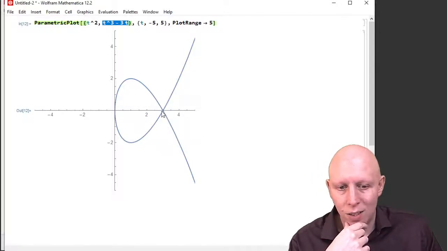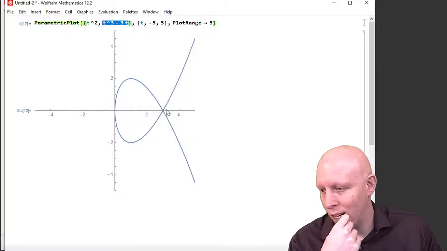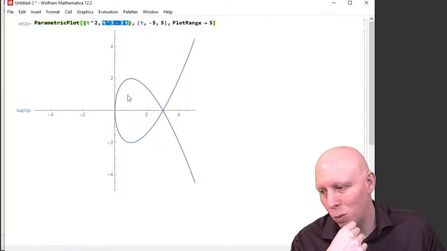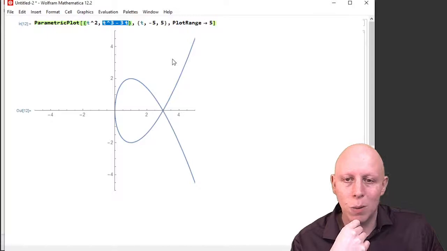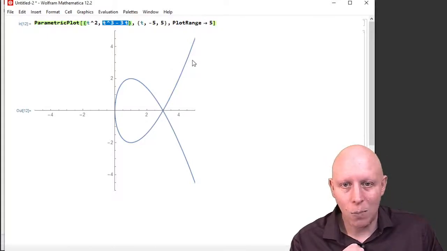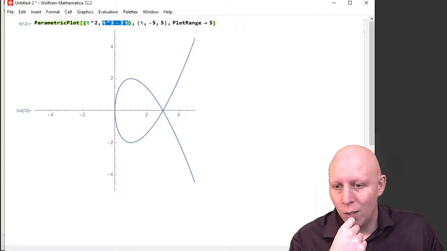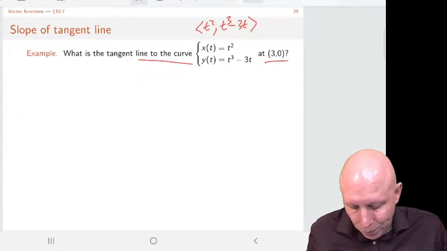Oh, but wait, there's 2 tangent lines at (3, 0). There's the one when the curve is coming up this way, and there's the one when the curve is coming around this way. Whoa. All right, that could happen. So let's go and calculate it. But it's good to know that there's 2 of them. All right, so let's go back over here.